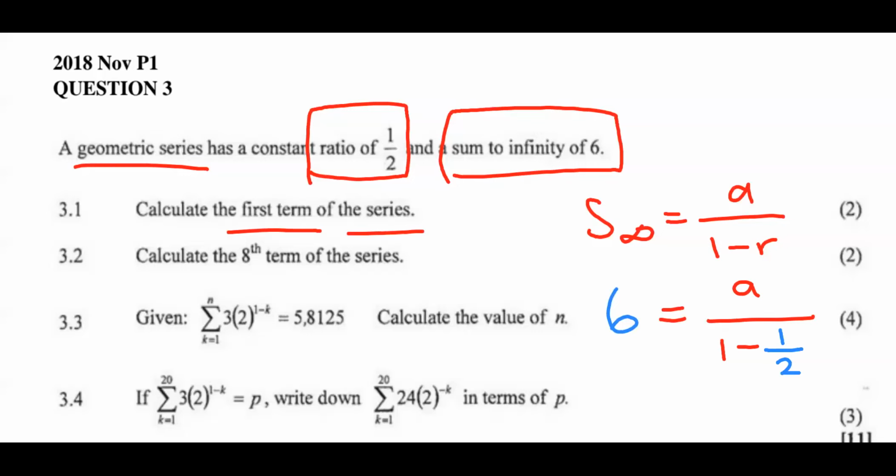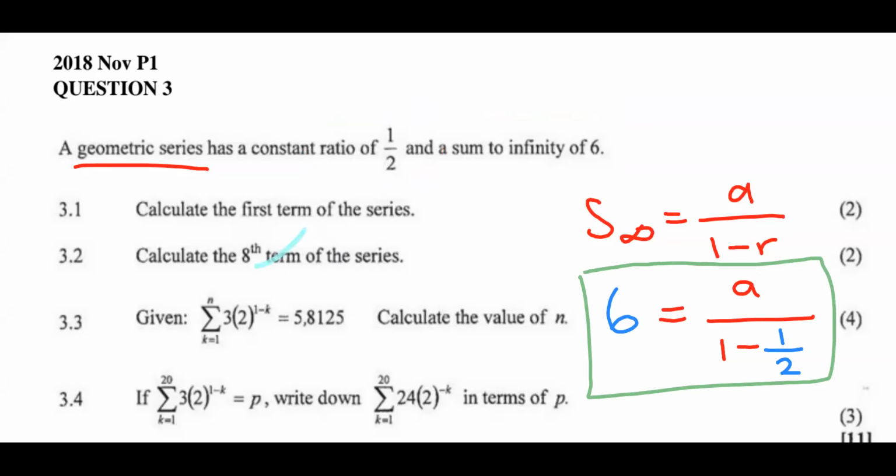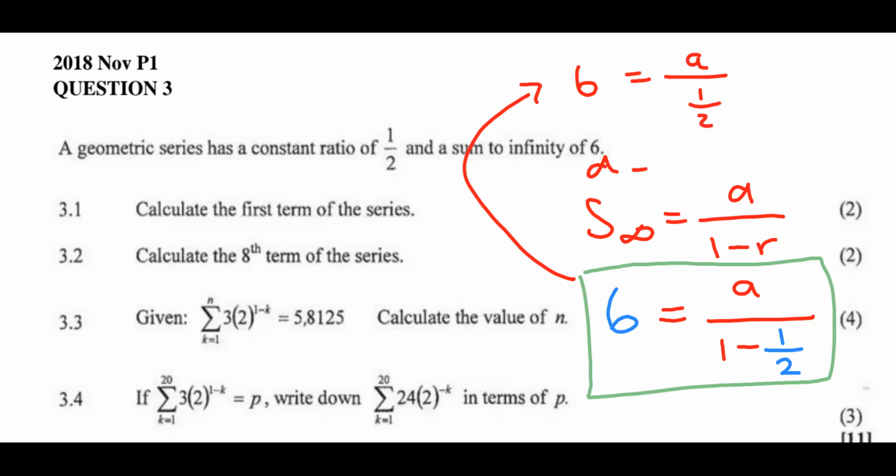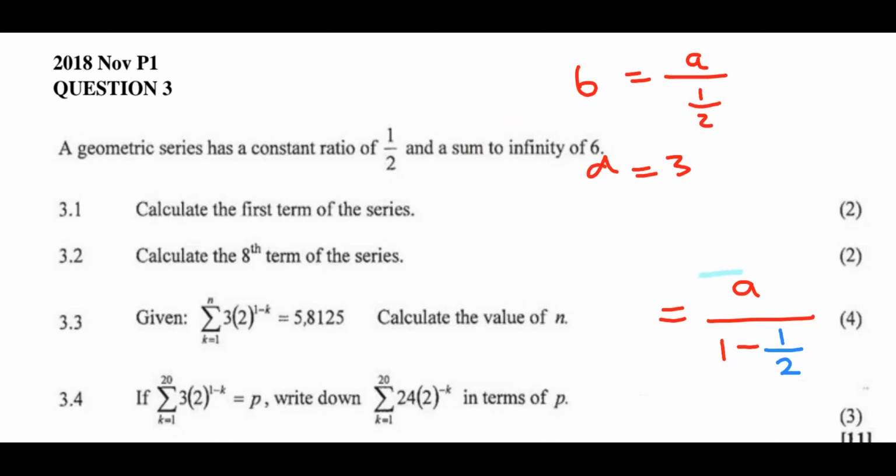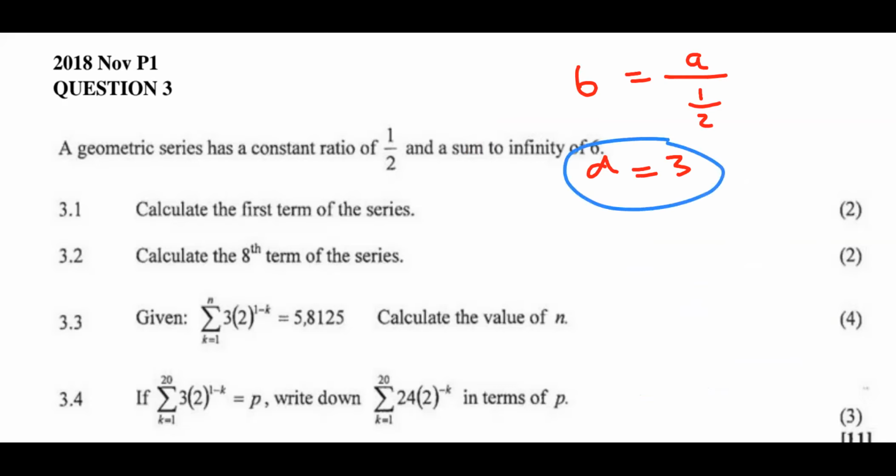What you've just done now is structured an equation where you can solve A. So go ahead and solve A. I would simplify the denominator and then I would cross multiply. 1 minus 1/2 is 1/2. And when you cross multiply, that is 6 times 1/2, which is equal to 3. So A, being the first term, is equal to 3. Okay, that's your first term.